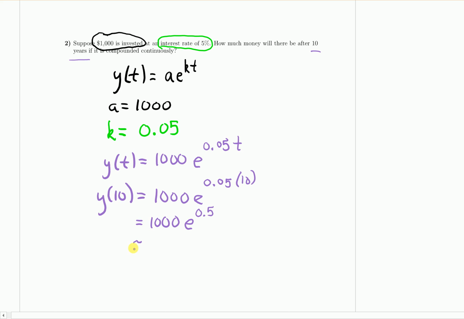Okay, and then we could plug this into a calculator to see what this is. So this is approximately 1,648, and then points, and then I think I'm going to round it to 3 decimal places. 721. So it's approximately that. And then I need to write the units. So this was an amount of money, so this is in dollars in this question. And then that's my answer.